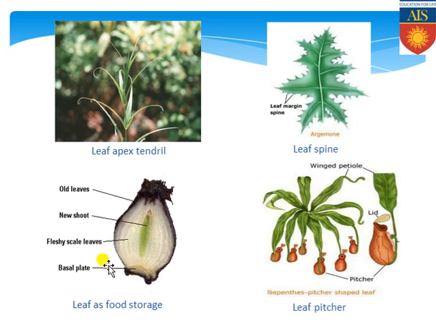This is a specific example where the leaf acts as a food storage, in case of Allium cepa or the onion, when you are opening the covering, that means you are opening the scaly leaves of the onion. Okay, and this is the leaf pitcher, where the leaf is modified into a pitcher-like structure, and it is commonly found in the pitcher plant. It is responsible for storing rainwater, as well as capturing various kinds of prey like insects and small frogs.